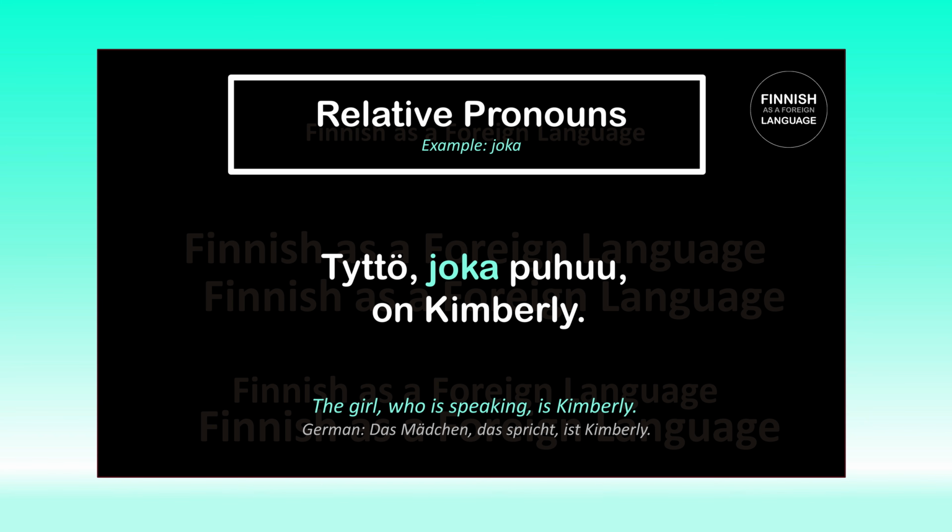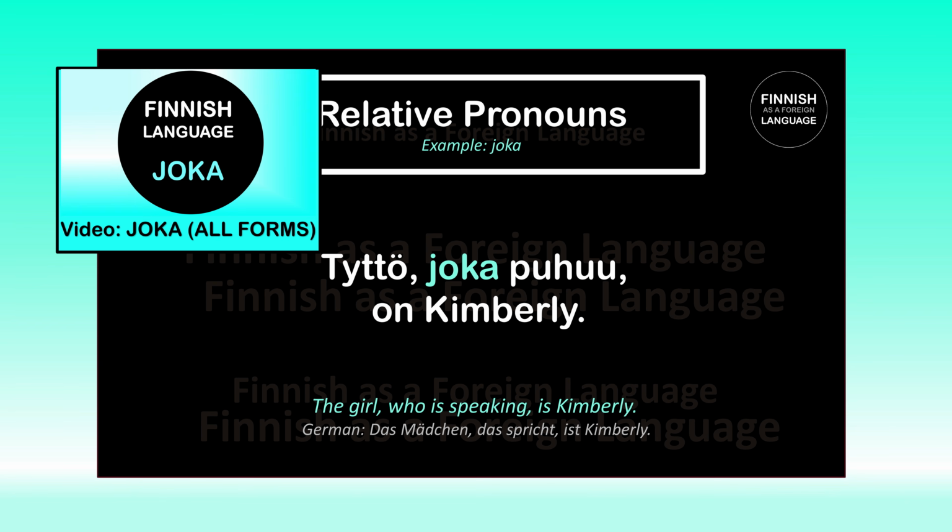Let's go step by step. Tyttö means girl. Joka is our relative pronoun here. Puhuu means speaks. It's the third person singular present tense of puhua, which means to speak. And on Kimberly should be clear. In English, is Kimberly. So here, joka refers to tyttö, which means girl in English. So it connects the girl to the action she's doing, which is speaking. So here in this sentence, joka provides additional information about the girl Kimberly, which is that she's speaking. So let's repeat again. Tyttö, joka puhuu, on Kimberly. The girl who is speaking is Kimberly.